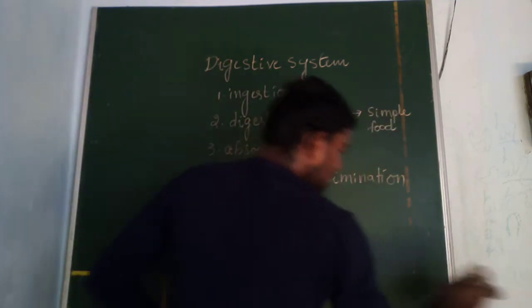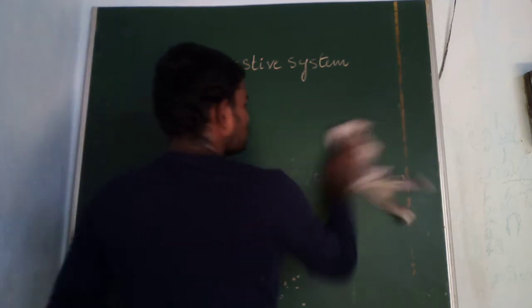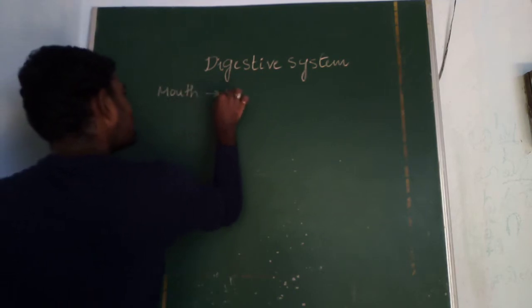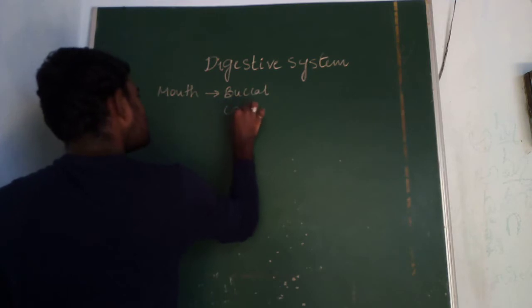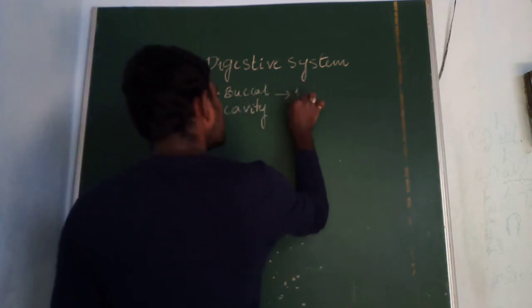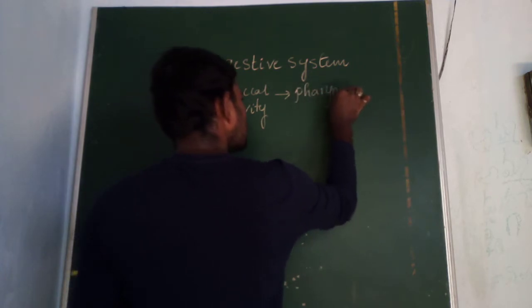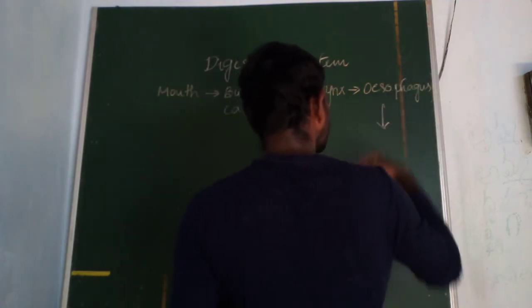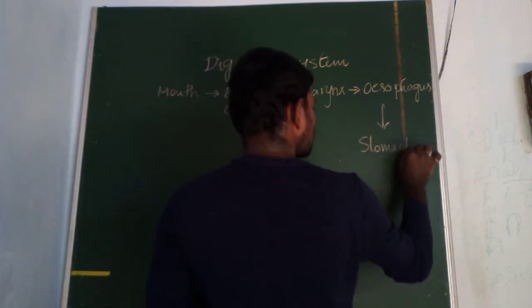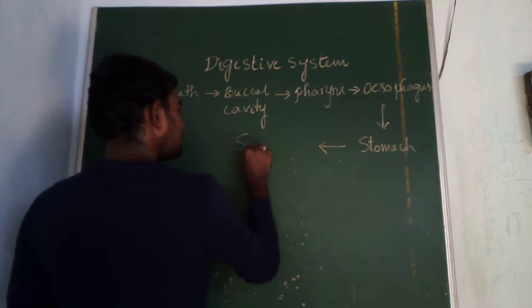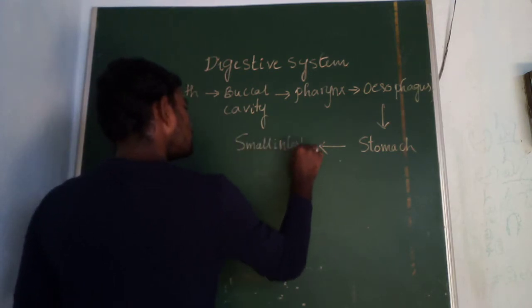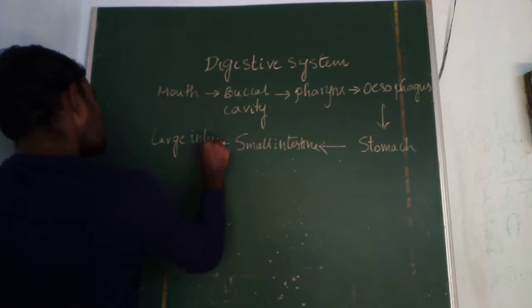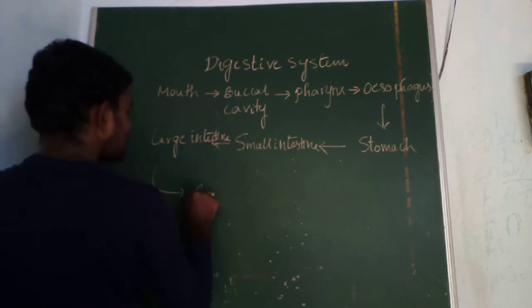So let us see the flow chart. The flow chart of the digestive system, starting with the mouth, buccal cavity, pharynx, esophagus, stomach, small intestine, next the large intestine, and the next one is the anus.